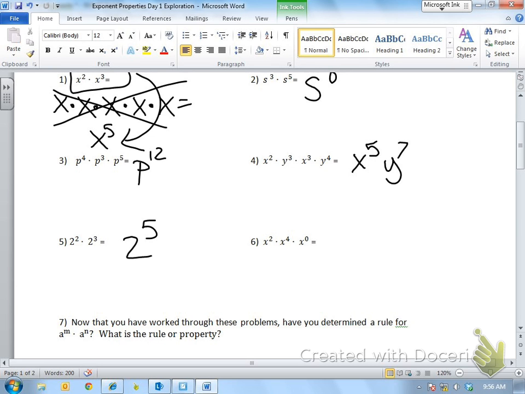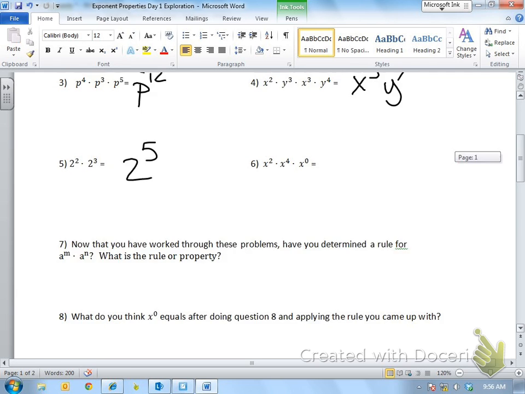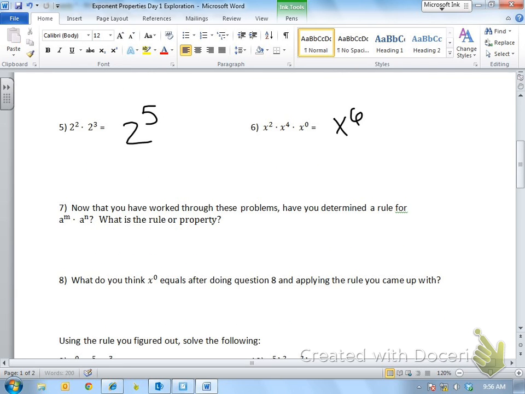Okay, and then number 6, what should we get? X to the 6. Okay, but this x to the 0 is kind of weird. I want to find out a little bit more about x to the 0.